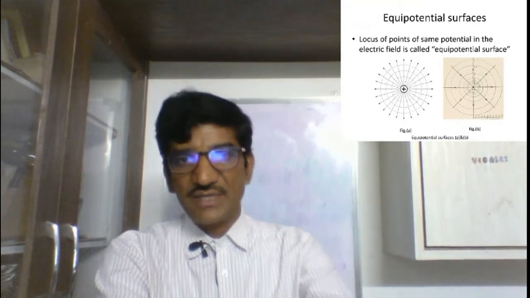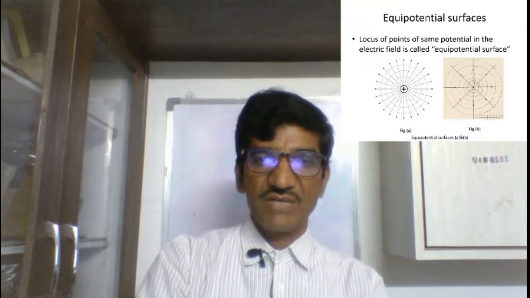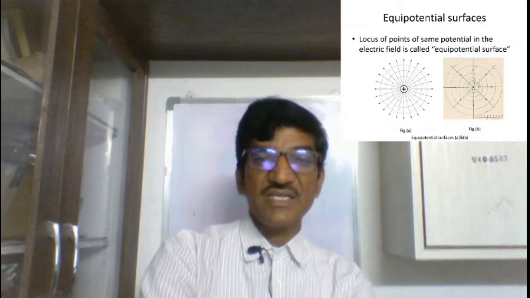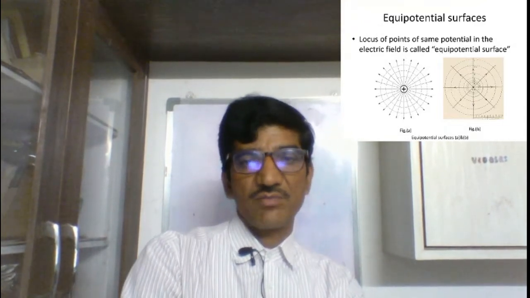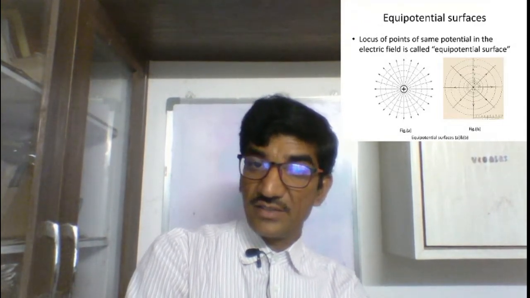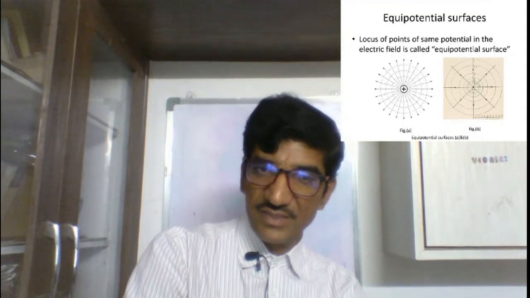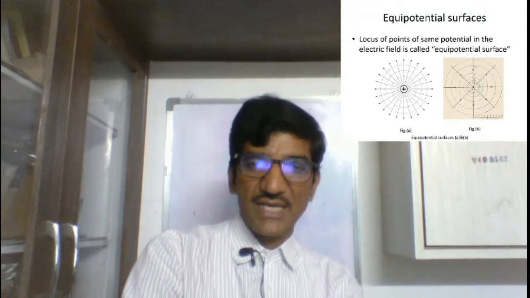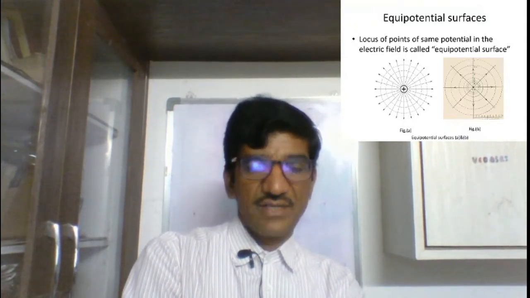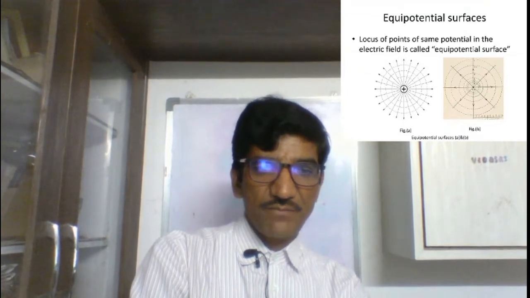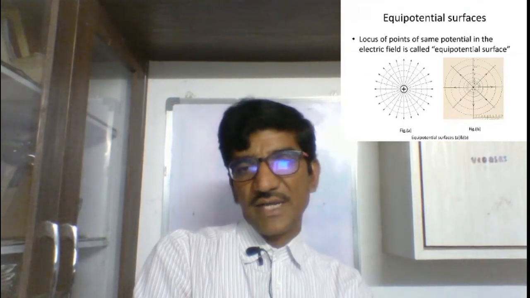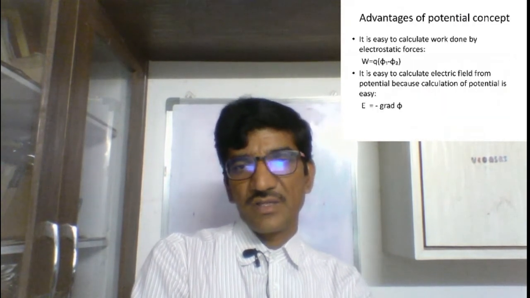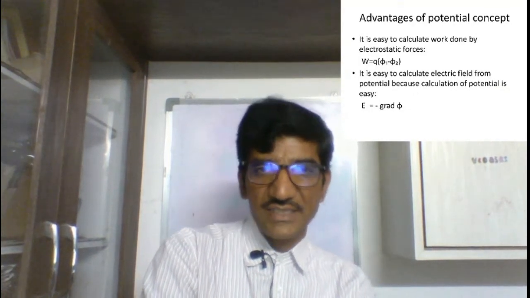In order to define a vector, if the motion is in three dimensions, we have to specify three numbers: x component, y component and z component. Three scalars are needed, three calculations are needed. But if it is a scalar, only one calculation is enough. That's why we define electric potential even though we already have the concept of electric field.